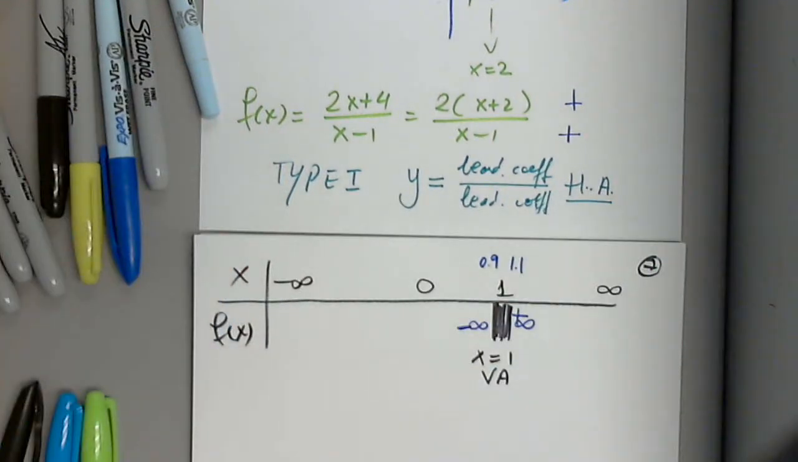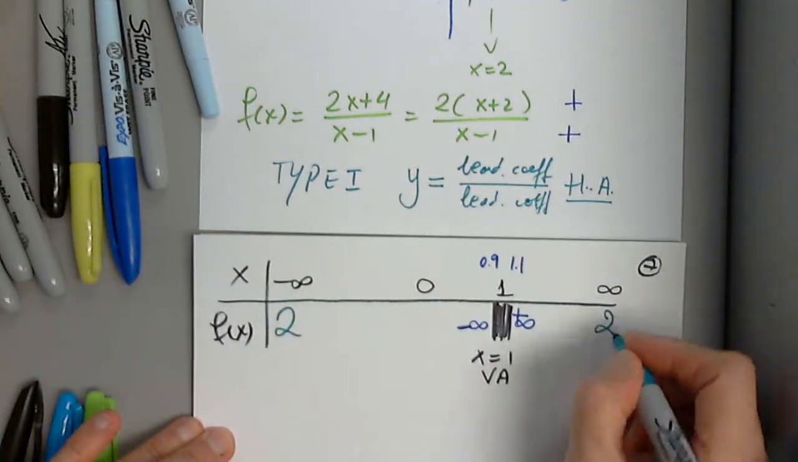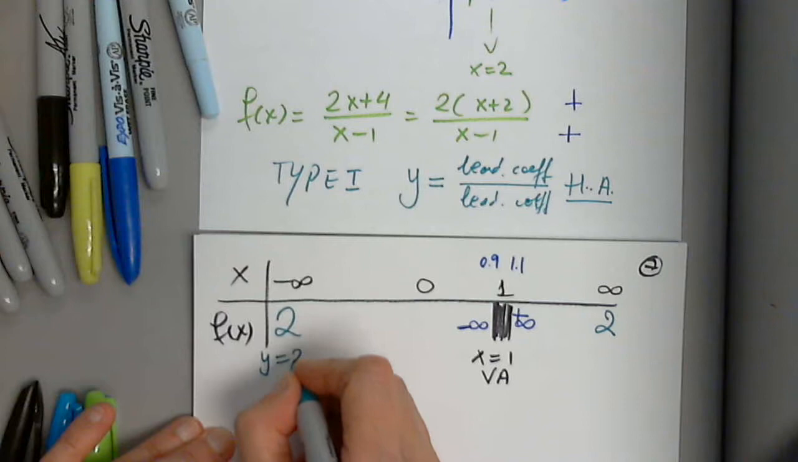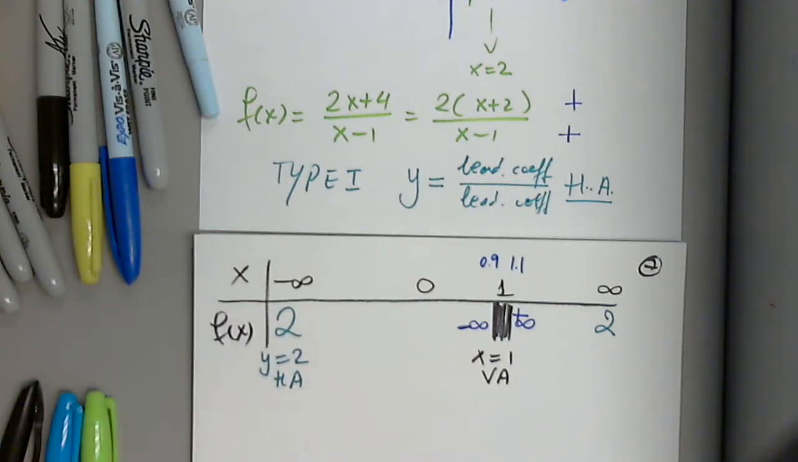Can anyone give us the leading coefficient of the top? Can anyone give us the leading coefficient of the bottom? So what is the horizontal asymptote of this one? 2/1 is 2. So 2 is the end behavior. And I make myself a note in the table. Y = 2 must be the horizontal asymptote.